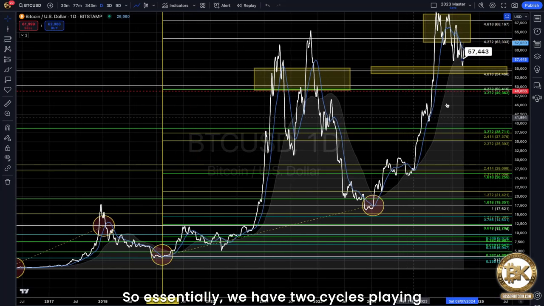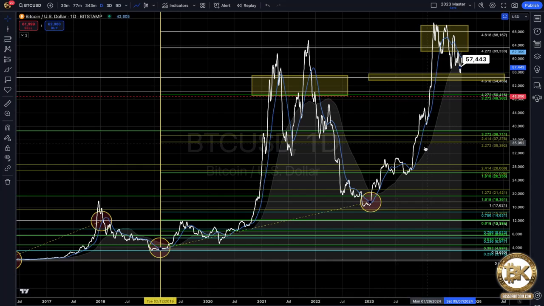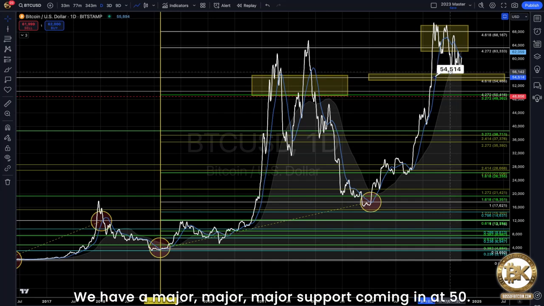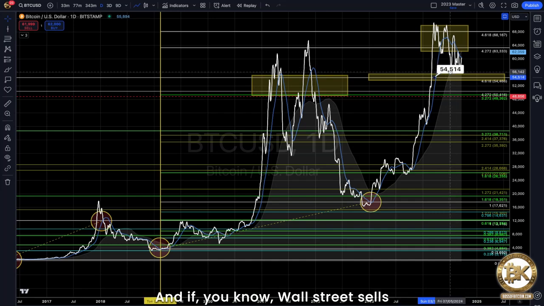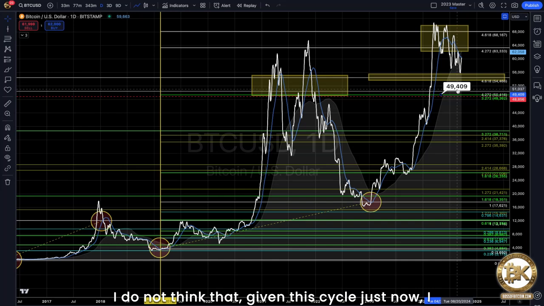So essentially we have 2 cycles playing into where we're at right now. The most prominent being this last growth cycle from 15 to 60. And these are the different support lines. We have a major support coming in at 50. And if Wall Street sells off 20-30%, and Bitcoin falls short of completely rebounding here and sells off, we got almost a kitchen sink catch basin right at 50,000. I do not think that given this cycle, Bitcoin will be selling off more than 48,000. It's a lot of money coming in, short, intermediate, and long-term money that will be buying at that price.